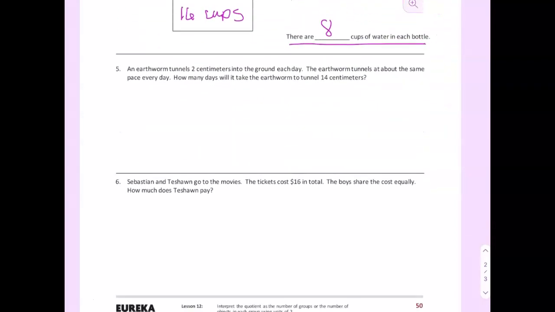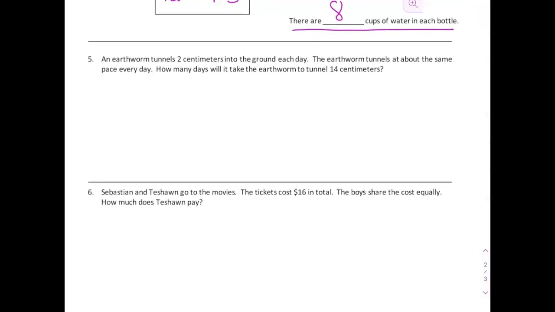Now we have to draw our own tape diagram. They were nice enough to give us the tape diagram, but now we have to draw it on our own. An earthworm tunnels 2 centimeters into the ground each day, and a centimeter is a very small unit of measure. The earthworm tunnels at about the same pace every day. How many days will it take the earthworm to tunnel 14 centimeters?